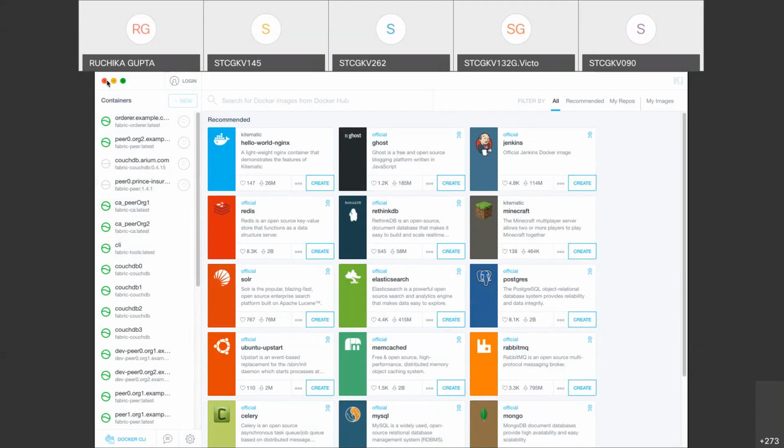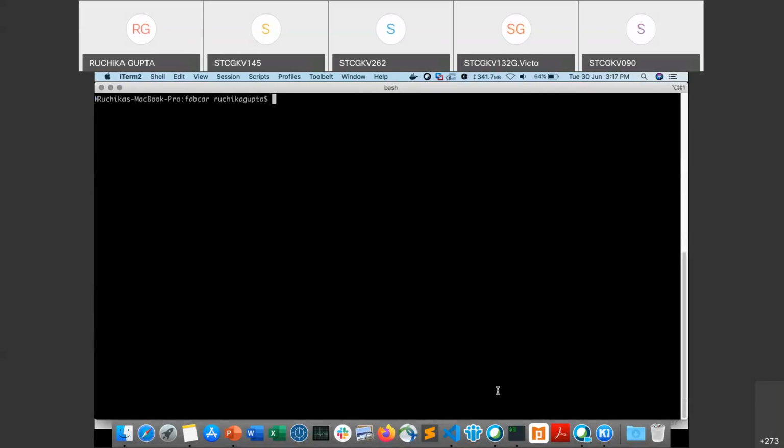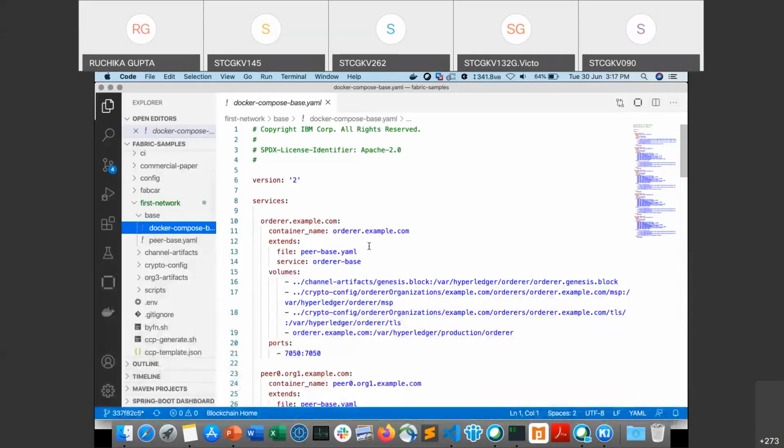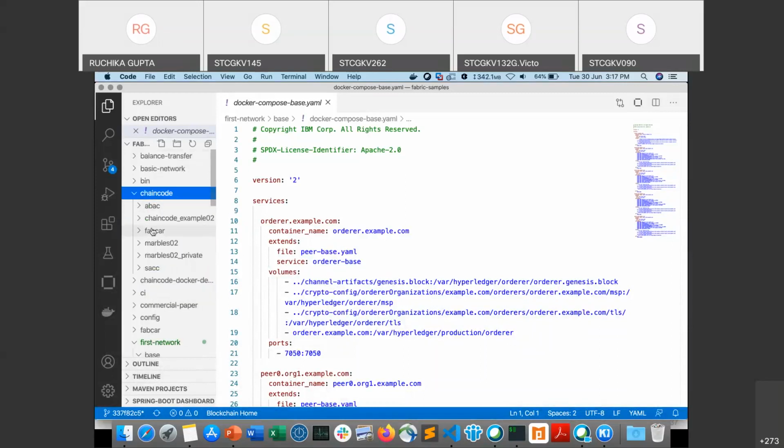I'll just bring this down. The only reason I used Kitematic was that this screen looks cluttered, and it's easier to show you over there. So what this has done is create a network for you and install a chain code for you. The chain code looks like this, which has got installed by default.